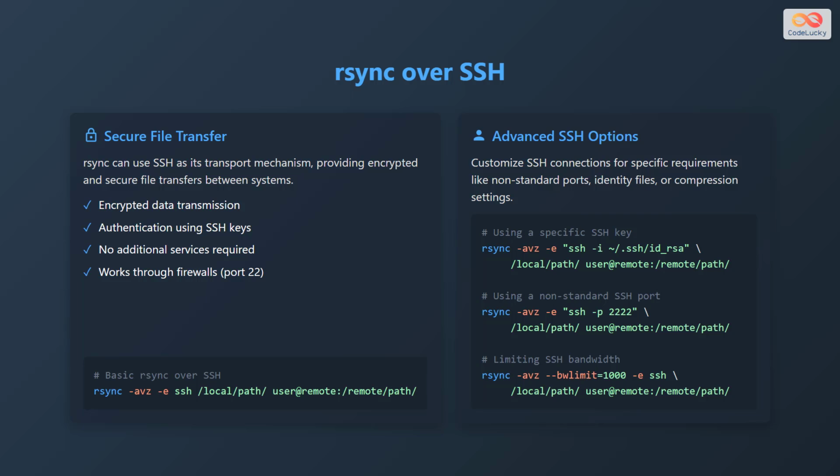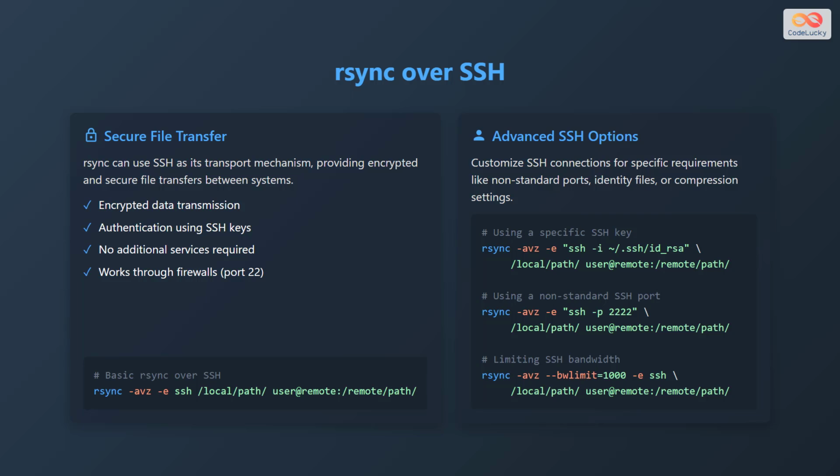Let's see how to use rsync over SSH for secure file transfers. Rsync can use SSH as its transport mechanism, providing encrypted and secure file transfers between systems. This method offers encrypted data transmission, authentication using SSH keys, requires no additional services, and works through firewalls on port 22. A basic rsync over SSH command looks like this: rsync, followed by the local path, then the user at the remote path.